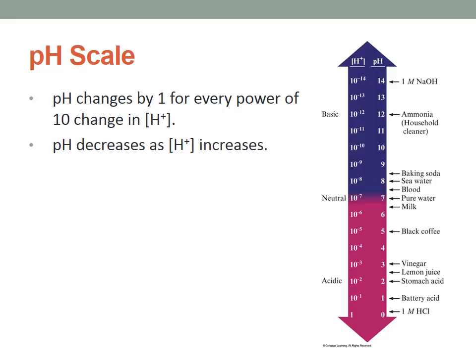The pH will change by 1 for every power of 10 change in the hydrogen ion concentration. As the hydrogen ion concentration increases, pH decreases. And here we see as the pH decreases, we go from neutral, which is at a pH of 7, or a hydrogen ion concentration of 10 to the minus 7, down to being an acid. And if we go up to a pH of 14, then it's considered to be a base.